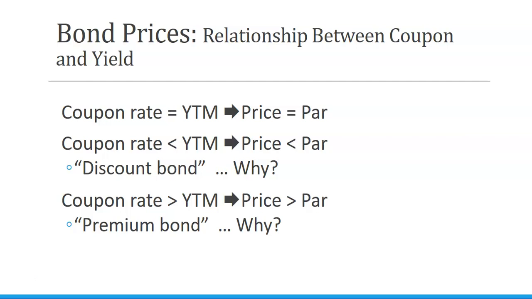The discount is the opposite thing. If the bond's interest rate or coupon rate is less than what the market is currently producing, then that bond becomes less desirable to me because I'm going to earn less of a return on it than I would in the general market.